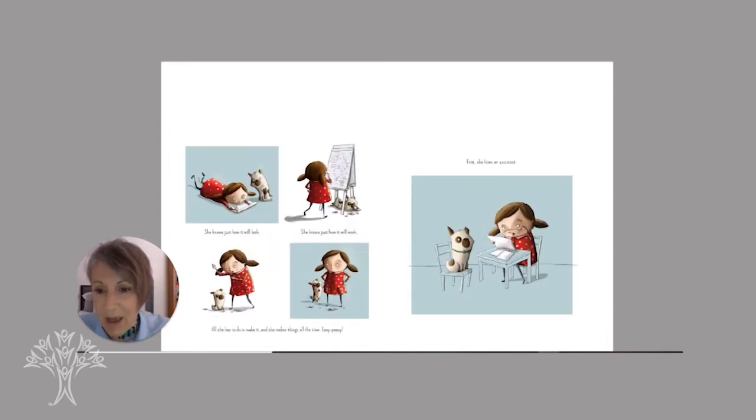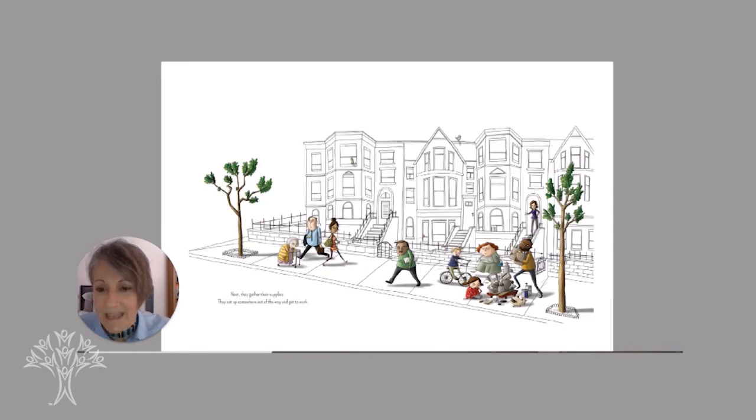She knows just how it will look. She knows just how it will work. All she has to do is make it, and she makes things all the time. Easy peasy. First, she hires an assistant. Next, they gather their supplies. They set up somewhere out of the way and get to work.